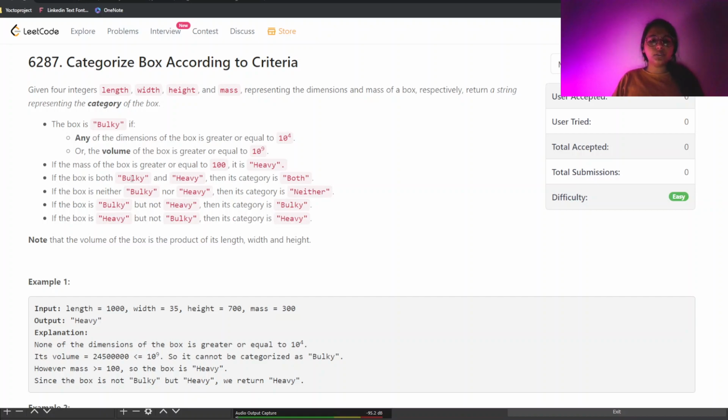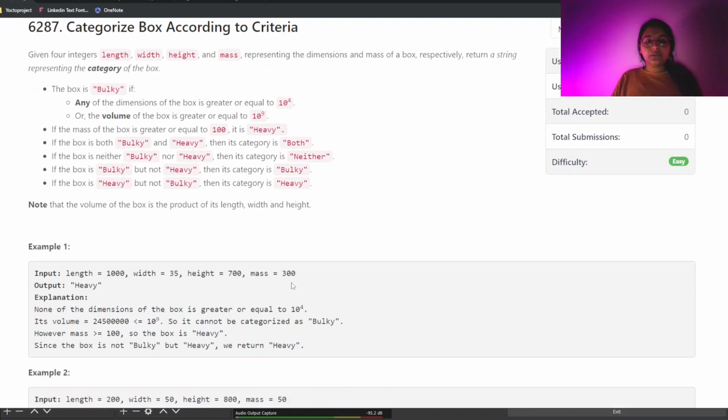If the box is both bulky and heavy, then its category is both. If the box is neither bulky nor heavy, then its category is neither. If the box is bulky but not heavy, then its category is bulky. And if the box is heavy but not bulky, then its category is heavy. So both of these criteria means the last criteria which are there. So actually we are not required to look much into it. But the above four criteria which are there, that we are required to do.